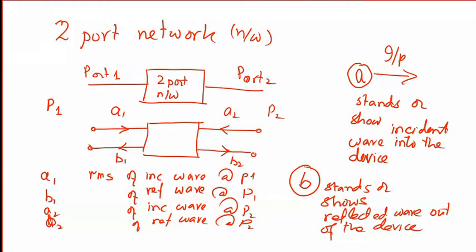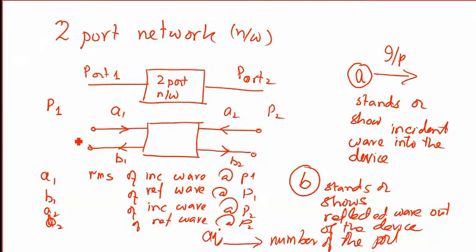Then the subscripts come in. We can generalize A1 as Ai. The subscript shows the number of the port. If it's A1, then it is the incident wave at port 1. If it's A2, it is an incident wave at port 2. If it's A3, it is the incident wave at port 3. If it is A4, it is an incident wave at port 4. Similarly, B1 is a reflected wave from port 1, and B2 is the reflected wave from port 2.